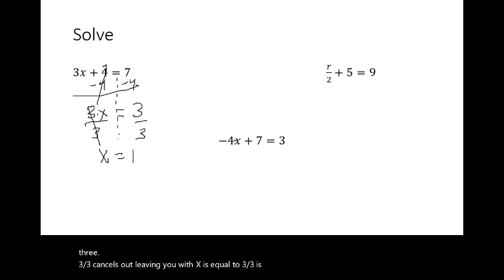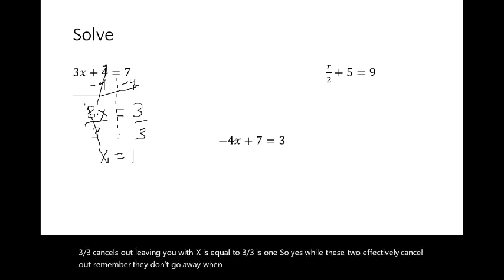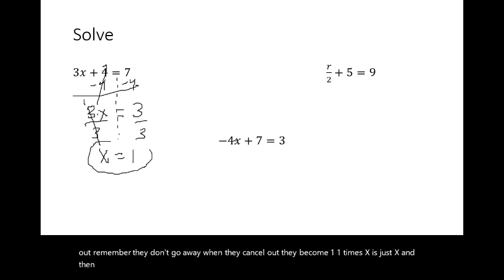So yes, while these two effectively cancel out, remember they don't go away when they cancel out. They become 1. 1 times x is just x, and then equals 3 divided by 3 is equal to 1. So x equals 1 is your final answer.